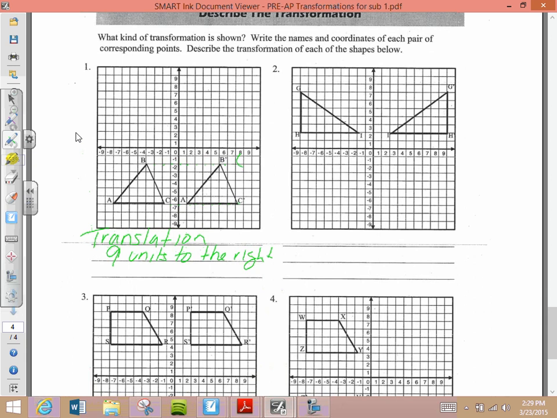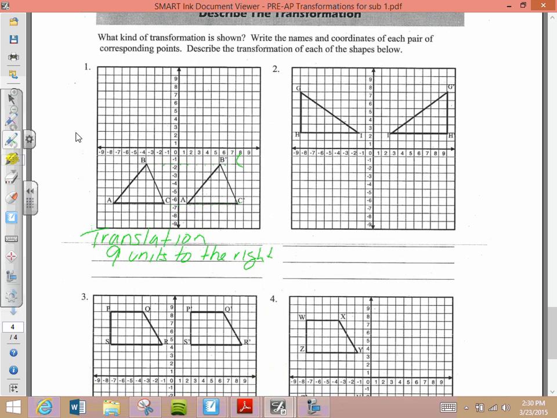The what? And the near ones? Good. Yeah, that's what I just do. Oh, it does say write the name and coordinates of each pair. So you have to do that. All right, you did. So if you didn't do it, you can do it later.